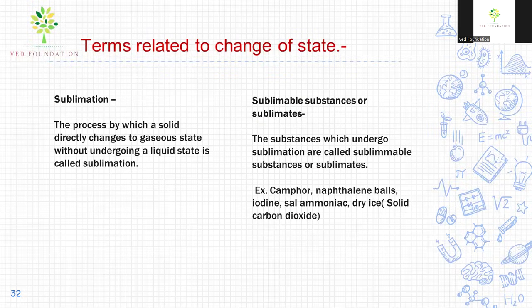Sublimation. The process by which solid directly changes into gaseous state without undergoing liquid state is called sublimation. In sublimation, liquid state is skipped. Solid directly converts into gas or gas directly converts into solid. And the solids that directly convert from solid to gas or gas to solid are called sublimable substances. Examples of sublimable substances are camphor, naphthalene balls, iodine, sal ammonium, dry ice.